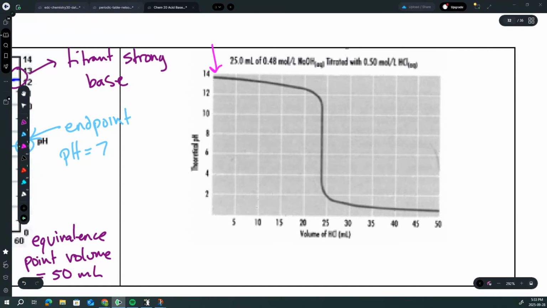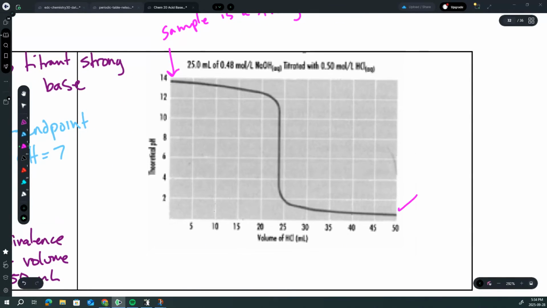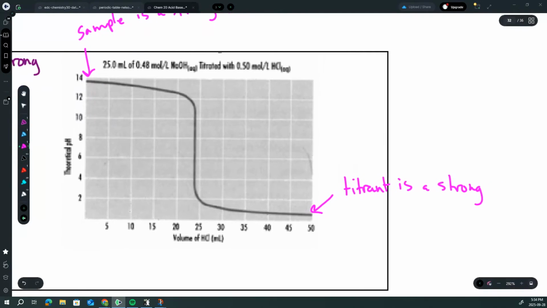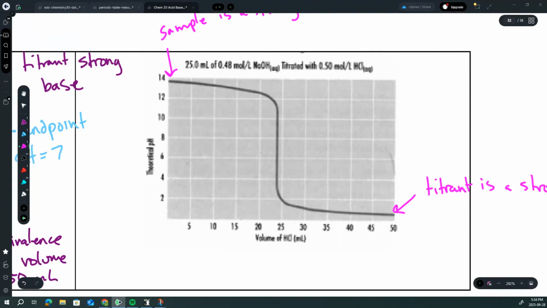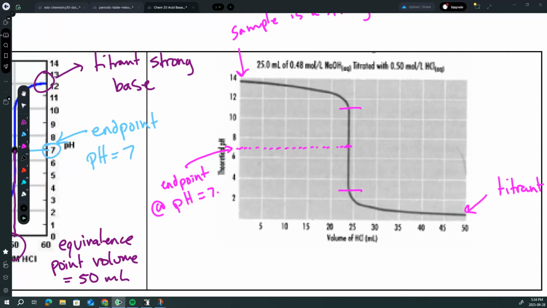Okay, with this one here, our sample is a strong base, because you always look at where your graph is starting to tell you the pH of your sample. And since it ends up being a low pH, that means your titrant is a strong acid. Okay, and again, we're going to eyeball, since it doesn't have this labeled out, so the steepest part is right there, so about the middle of that is right there. Drawing as straight a line as I can. So our endpoint is at a pH equal to 7.